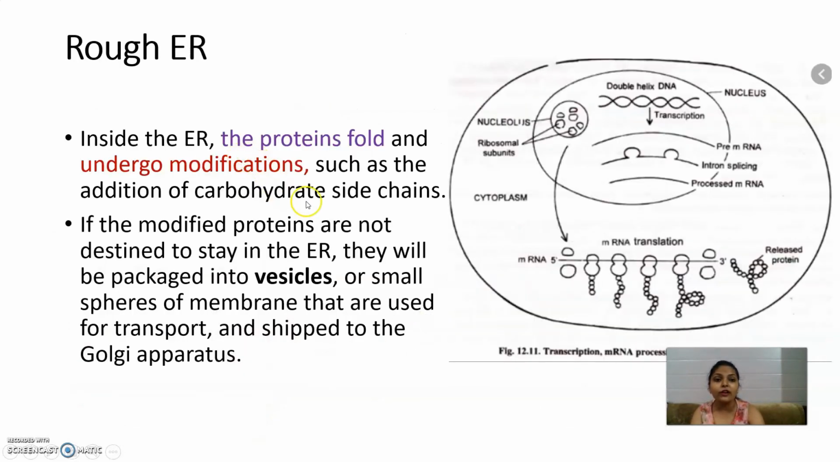Let's proceed forward to the rough ER. Here you can see the rough ER has the ribosomes attached to its surface, to which the mRNA from the nucleus attaches and undergoes translation, and the proteins are synthesized. The released protein is passed into the lumen of the rough endoplasmic reticulum.